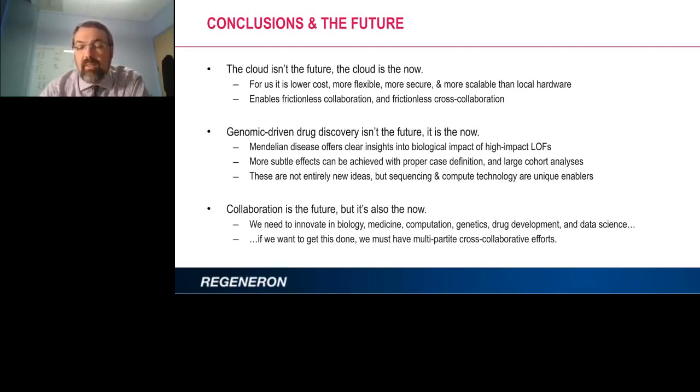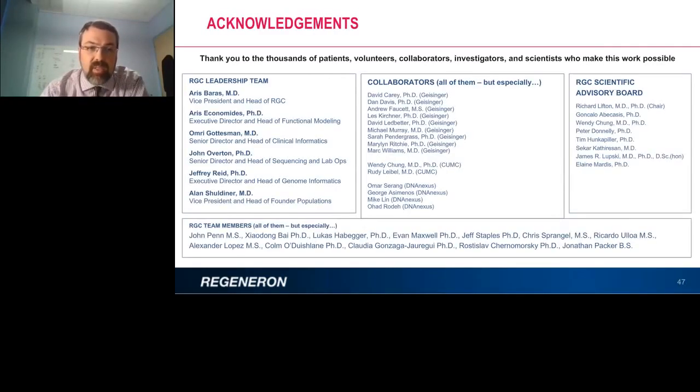This is something I think that large-scale genetics has reached for a long time. We're going to need more and more of this if we really want to change medicine, if we really want to change science. We have to innovate all at the same time in biology, in medicine, in computation, genetics, drug development, data science. So we have to get it done. We really need to have these multi-type cross-collaborative efforts, which is a nice segue into the acknowledgements.